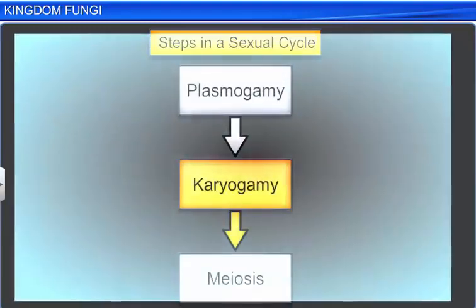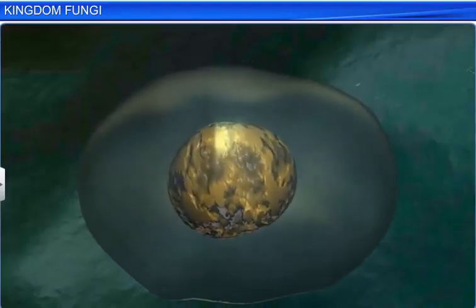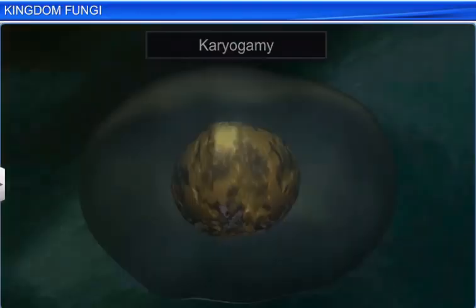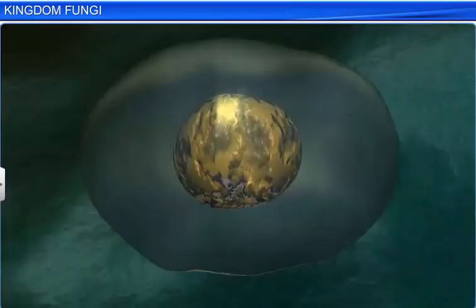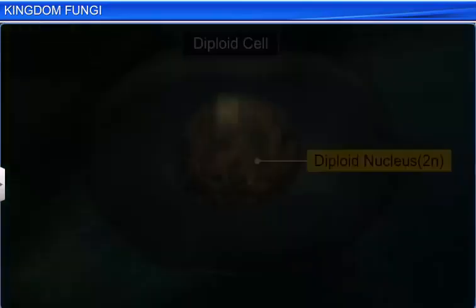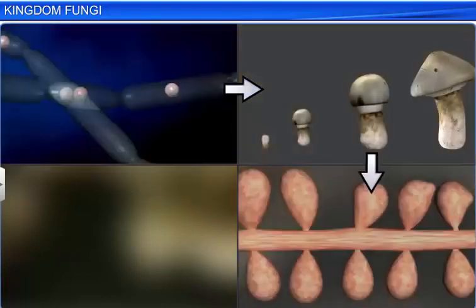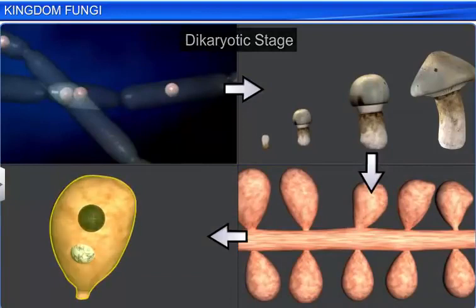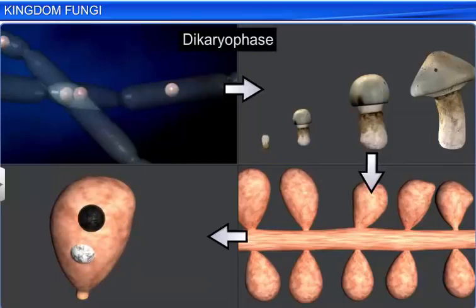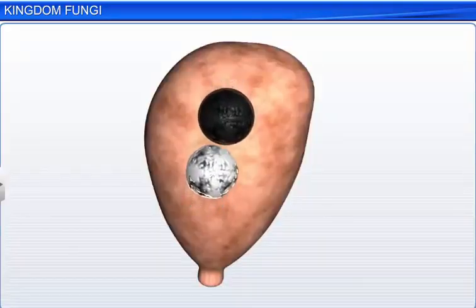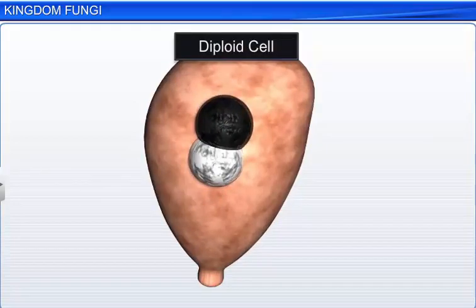After plasmogamy, the 2 nuclei fuse together in the second stage known as karyogamy. Whereas in some fungi, the fusion of 2 haploid cells immediately results in the formation of diploid cells, or 2N. In other fungi, like ascomycetes and basidiomycetes, an intervening dikaryotic stage occurs. This condition of 2 nuclei per cell is called dikaryon, and the phase is called dikaryophase. Later, the parental nuclei fuse to make a diploid cell.